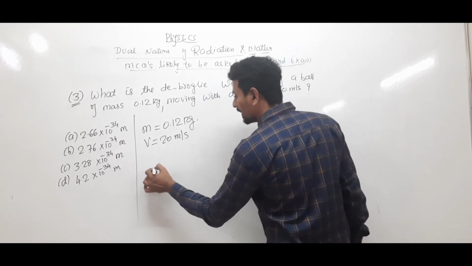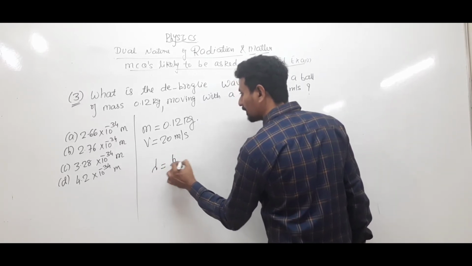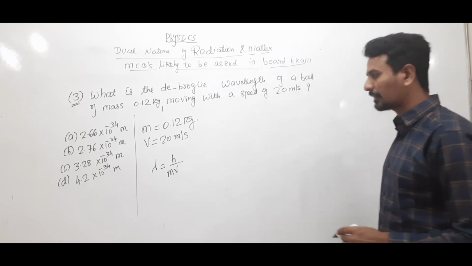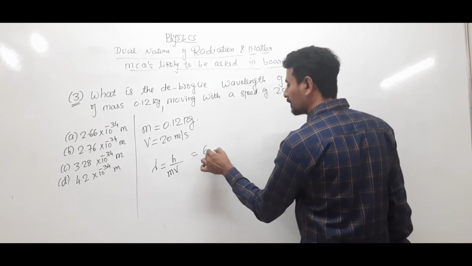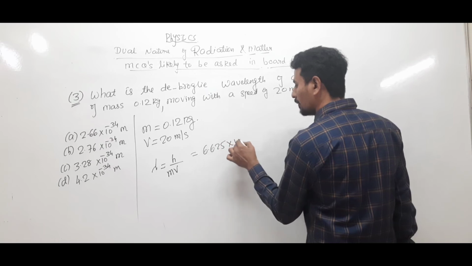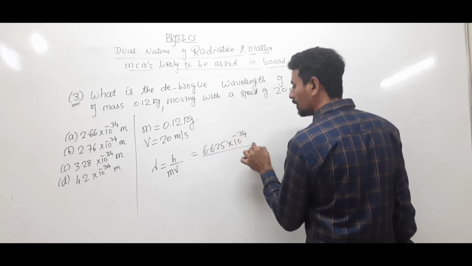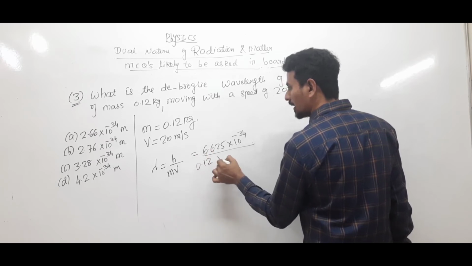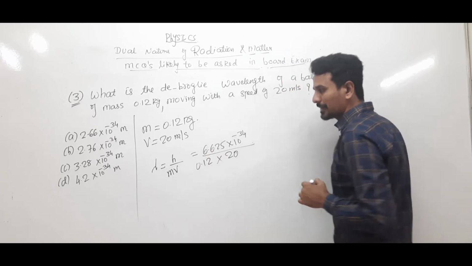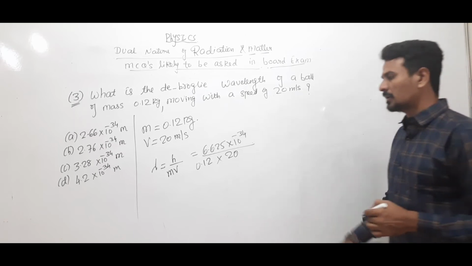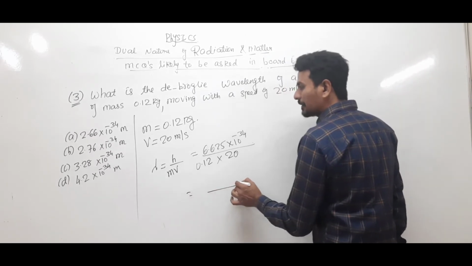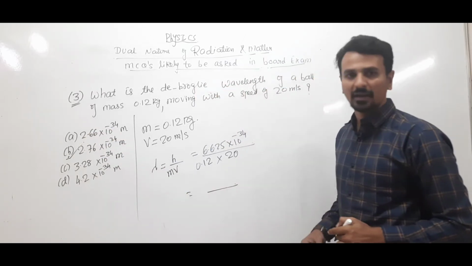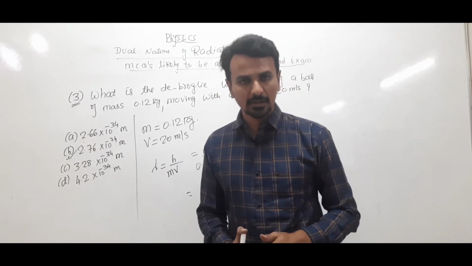We need to calculate the wavelength. Lambda is equal to h by mv. De Broglie wavelength is equal to h by mv. Substitute the values: 6.625 into 10⁻³⁴ upon mass, which is 0.12, into velocity, which is 20. After calculating this, we will get the answer 2.76 into 10⁻³⁴. Clear? Okay, the next one.